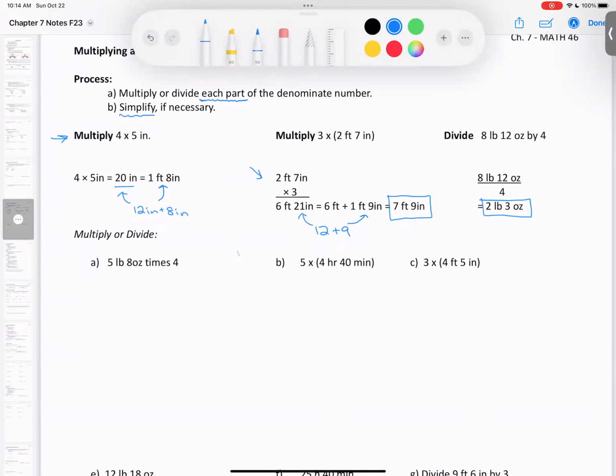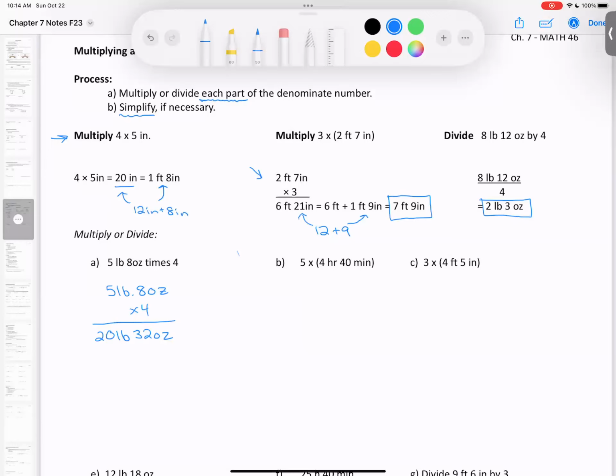So let's try some of these ourselves. So we've got 5 pounds, 4 ounces times 4. I think I'll do this one vertically, just for fun. You can do it either way. And so we've got 4 times 8 gives us 32, and that's ounces. And then we've got 4 times 5 gives us 20 pounds.